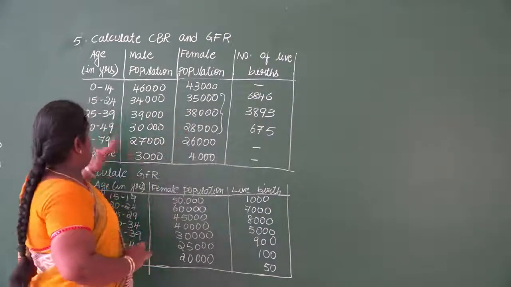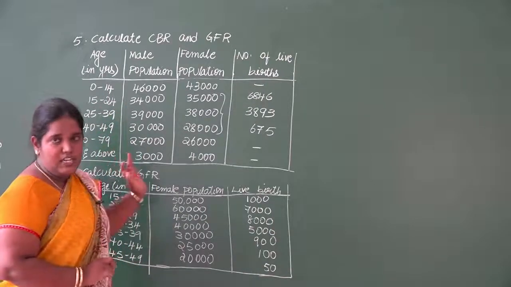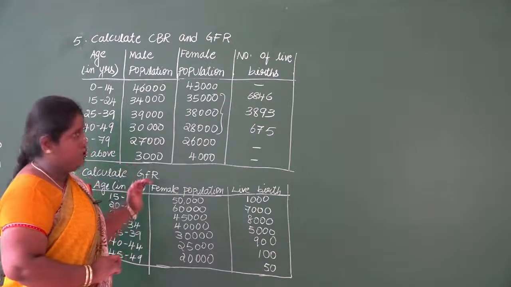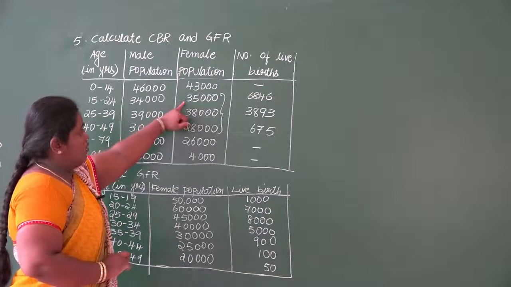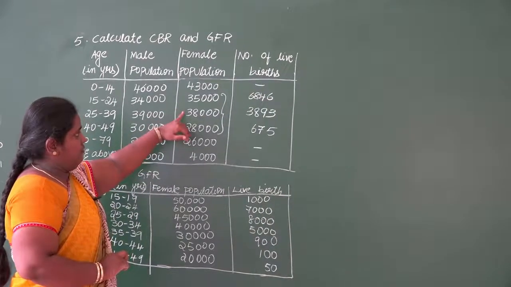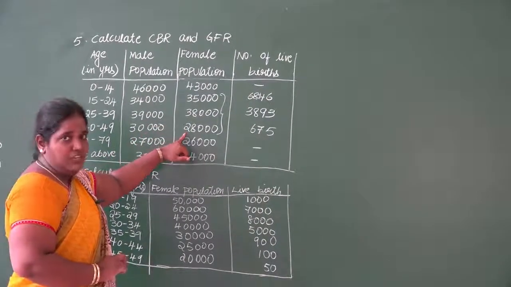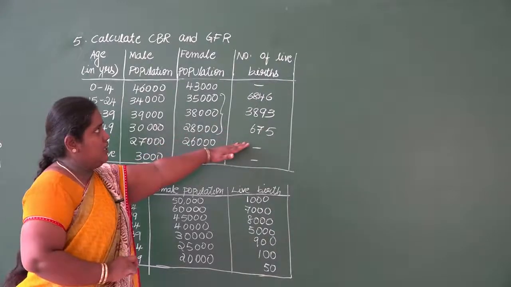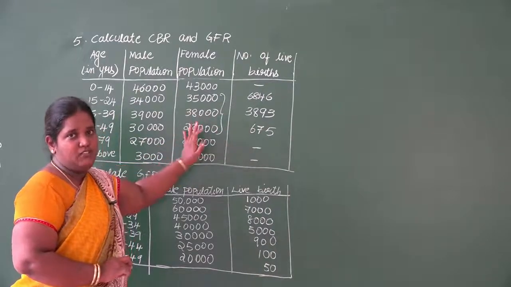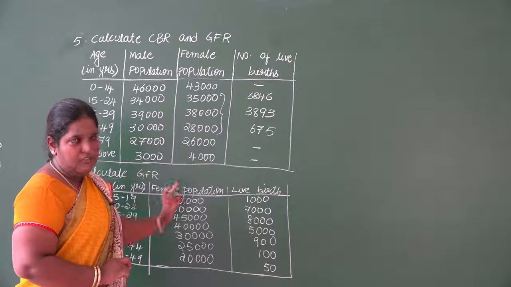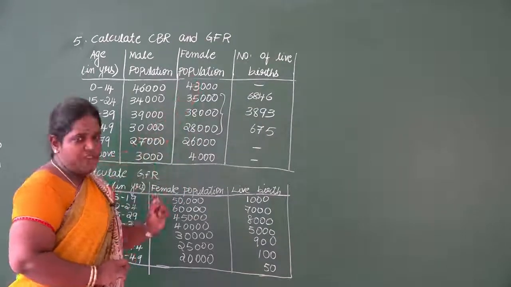So you have to check in this which age groups are there, based on that itself you have to do it. So you have to add only the three age groups, 35,000, 38,000 and 28,000 and divide the live birth value by the female population into 1000. You'll get the GFR value.